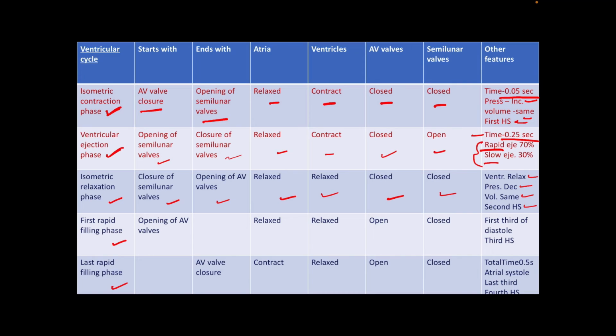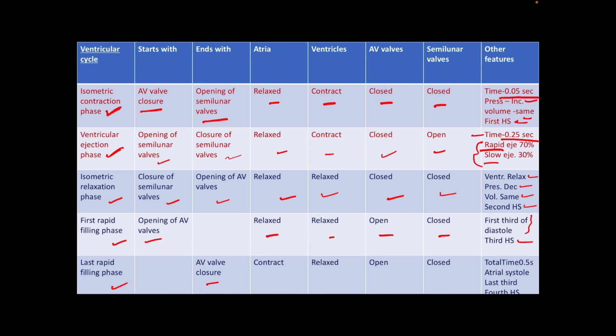Now the first rapid filling phase, that is the total rapid filling phase, starts with opening of the AV valves and ends with the AV valve closure. In the first rapid filling phase, atria are in relaxed state, ventricles are also relaxed, AV valves are open, and semilunar valves are closed. It mainly covers the first third of the diastole.